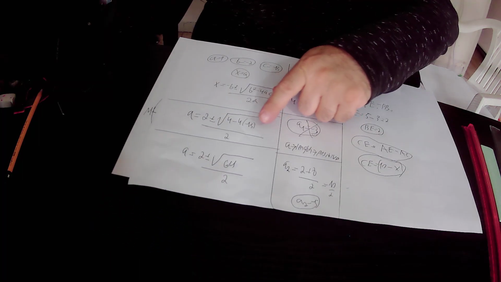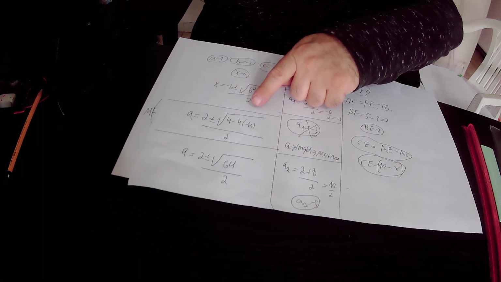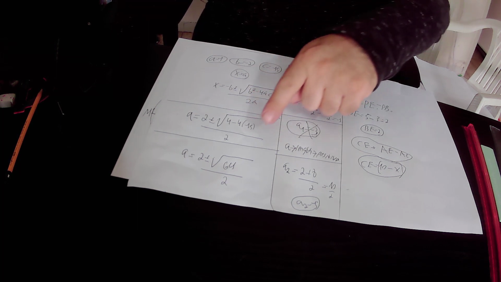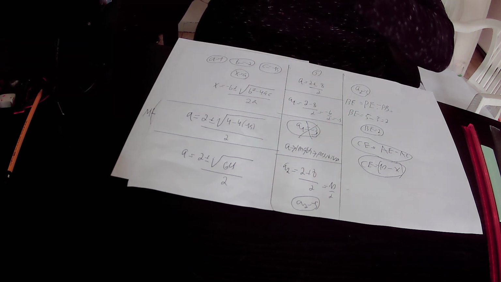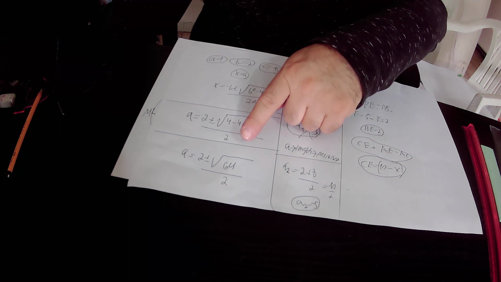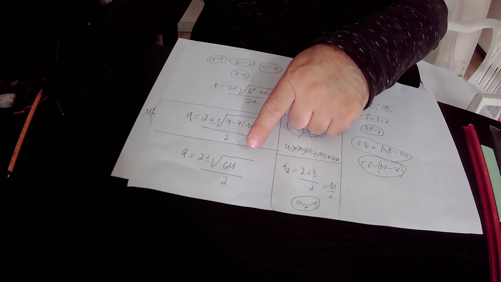So in conclusion, we found that A equals 2 plus or minus the square root of, here, minus 4 times minus 15 is plus 60, and 60 plus 4 is 64. So inside the root we are left only with 64, over 2, equals 2 plus or minus the square root of 64 over 2.